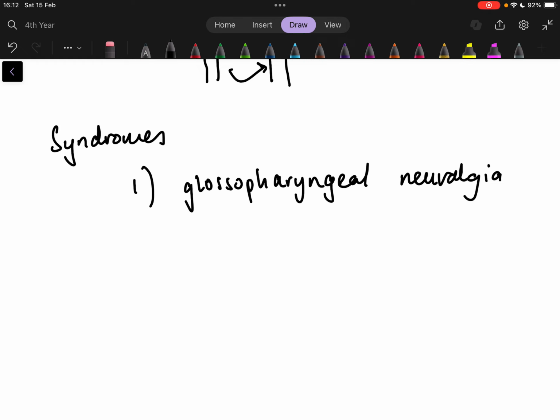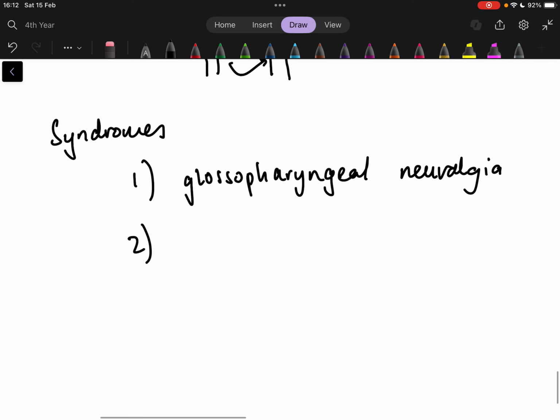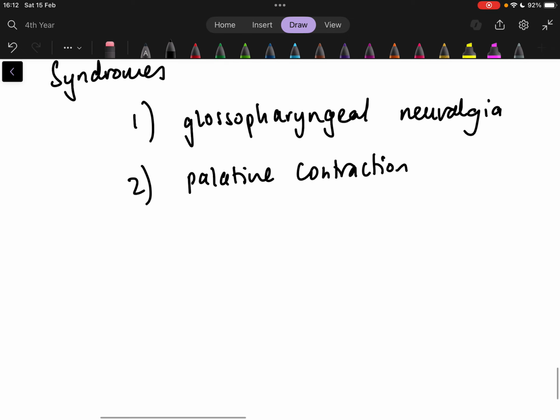It may even radiate towards the ear, because if you think about how the jugular foramen goes, it goes towards that side, okay? You may even get some sort of palatine contractions, which is called clonus. That's not really that common to see. But yeah, you may even get paralysis as well.